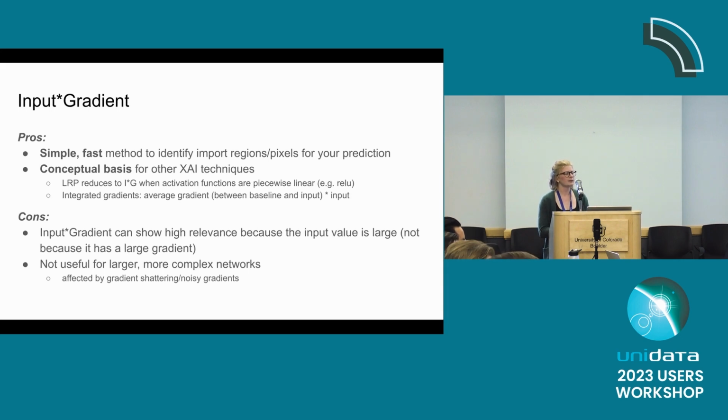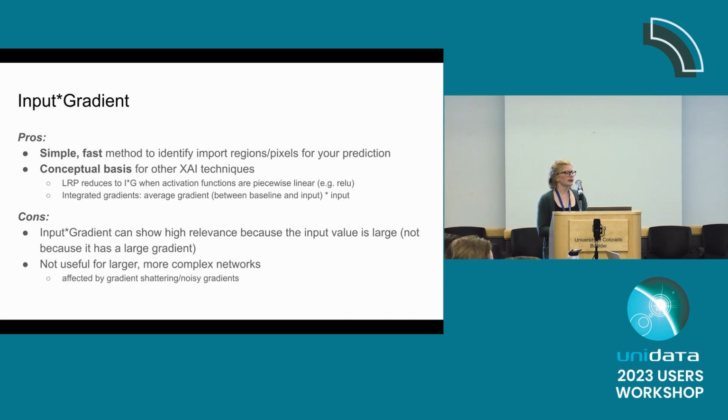For example, I mentioned layer-wise relevance propagation, or LRP. When you use the ReLU activation function in your neural network, LRP actually reduces to input times gradient. So you could just use input times gradient instead of LRP if you use the ReLU activation function.